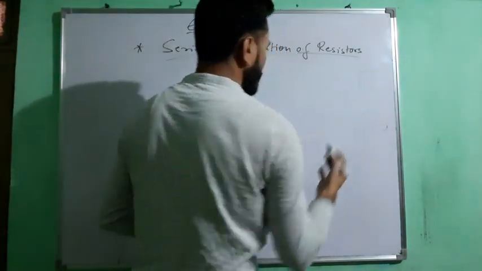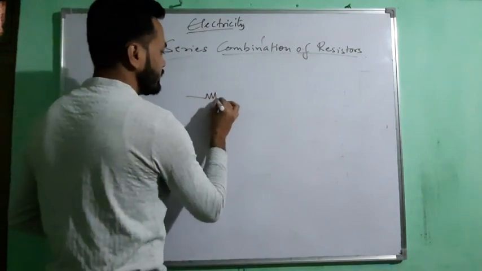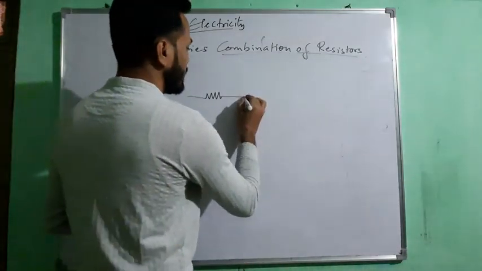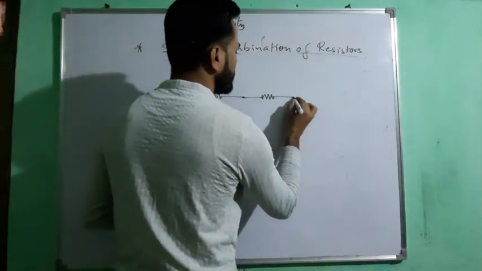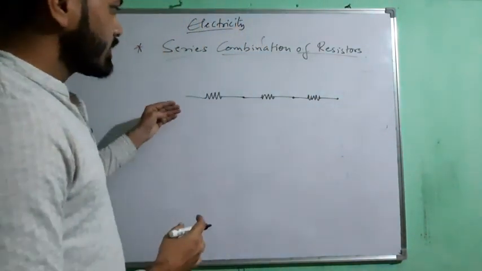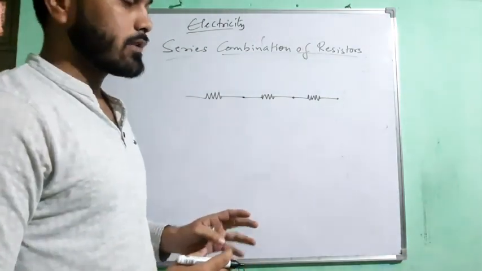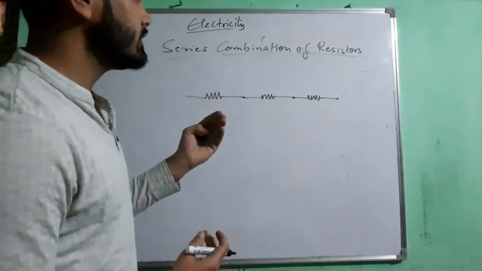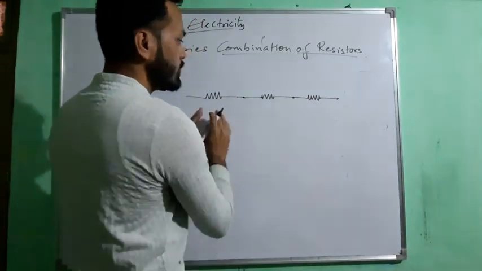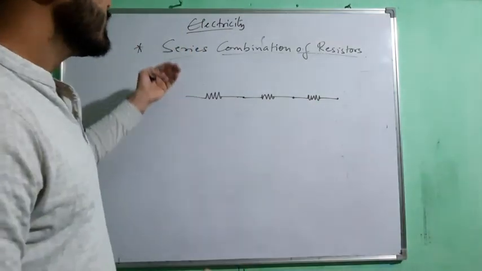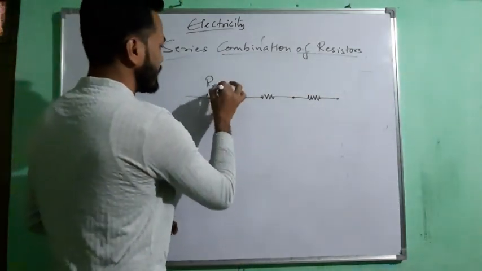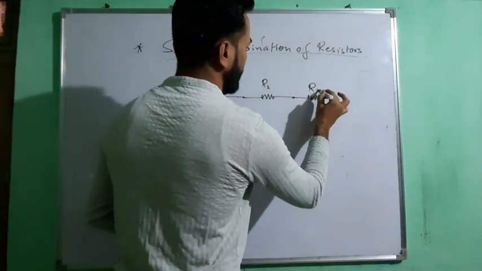Look here, children. This is the symbol of a resistor. I am talking about the series combination of resistors. We take a number of resistors and this is how they are connected. You can see this is called the series combination. How do you define the series combination of resistors? When a number of resistors are connected end to end, one after another, this combination is called a series combination of resistors. I'll name them R1, R2 and R3.